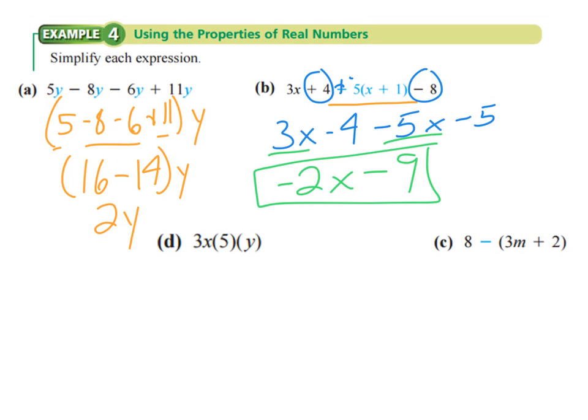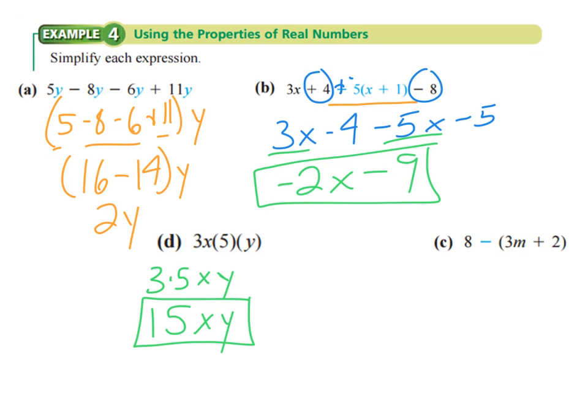For the next example, the 3x times the 5 times the y, again it's just multiplication, the parentheses there just to emphasize the different factors in that product. We can really only multiply the 3 and the 5 together, so I'll use the commutative property of multiplication to rearrange that, and we can just drop those parentheses. 3 times 5 ends up being 15. Again, notice there's no adding or subtracting in there, so we don't have an example of a distributive property. That's a common mistake people make.